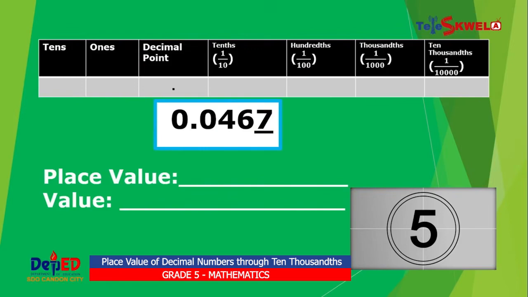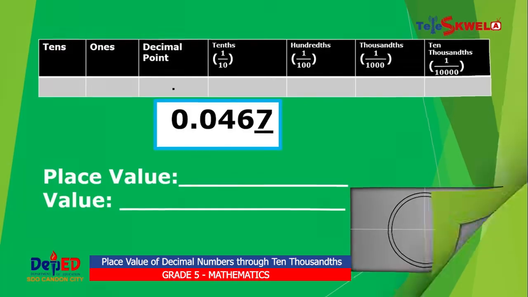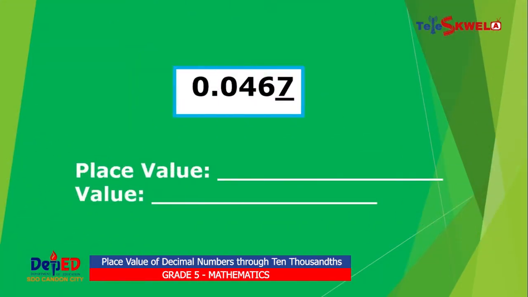Item number 3. 467 10,000ths. The underlined digit is 7. What is its place value and value? Time's up. The place value of 7 is 10,000ths, and its value is 7/10,000ths.